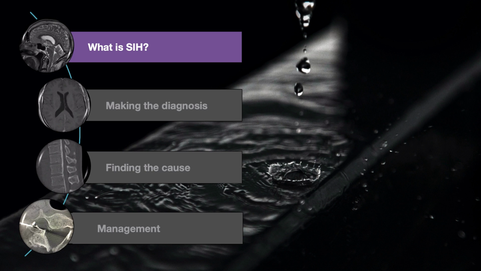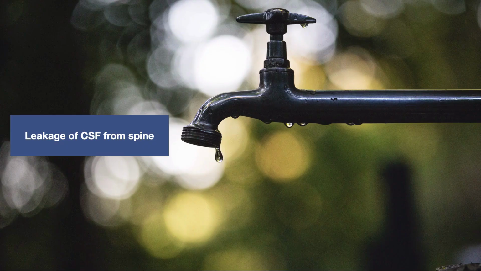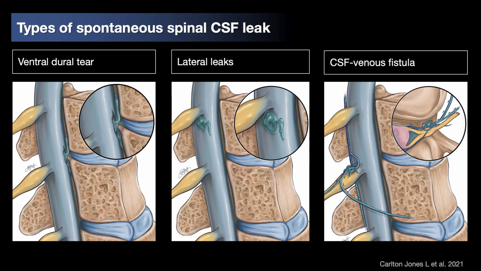So simply put, SIH results from a leakage of CSF in the spine. And in this context, we're discussing spontaneous spinal CSF leaks, distinct from trauma or, say, iatrogenic causes such as following a lumbar puncture or, say, an inadvertent dural puncture during an epidural. Now, there are several etiologies which underlie spontaneous leaks, and it's important to understand the pathology in order to be able to find them. And these can be divided into several broad groupings of leaks: the dural tears, lateral leaks, and CSF venous fistulas. Let's have a look at each of these in turn.